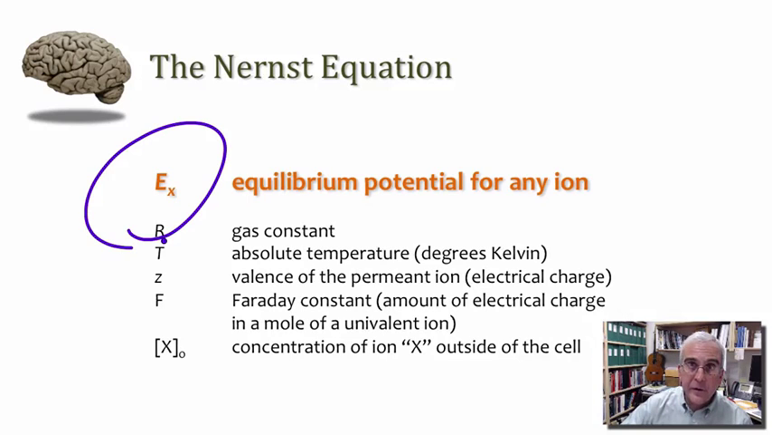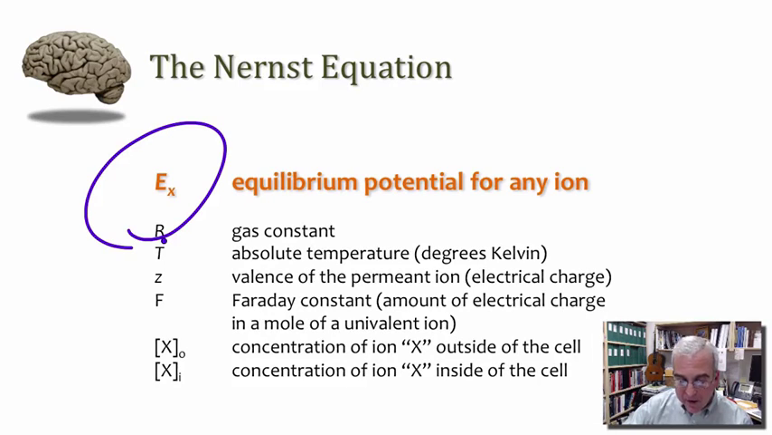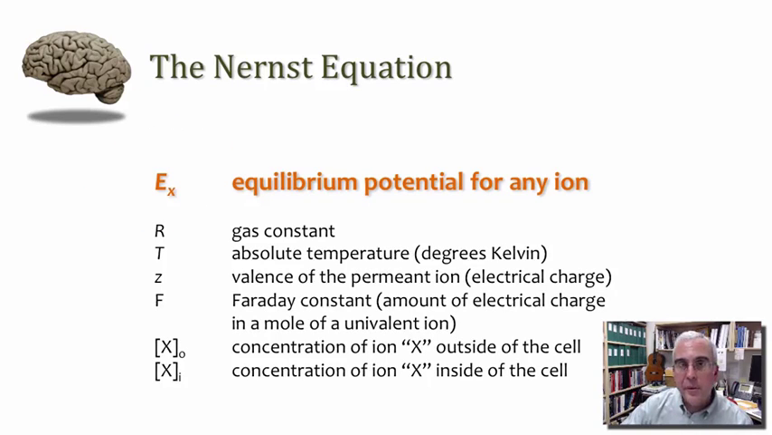And of course, we need to know the concentration gradient of the permeant ion, which is a function of the concentration of ion X outside of the cell and the concentration of ion X inside of the cell. Now, as I said, I don't intend to burden you with all of this formality. Rather, what I want to do is give you an intuitive feel for how this Nernst equation can be a powerful tool in understanding electrical signaling in neurons.